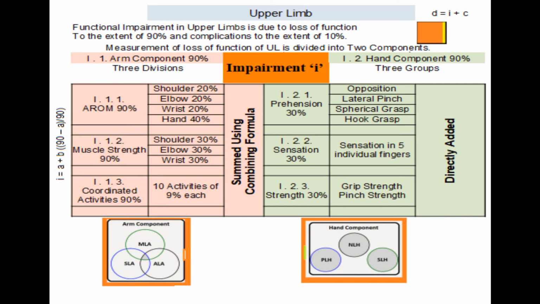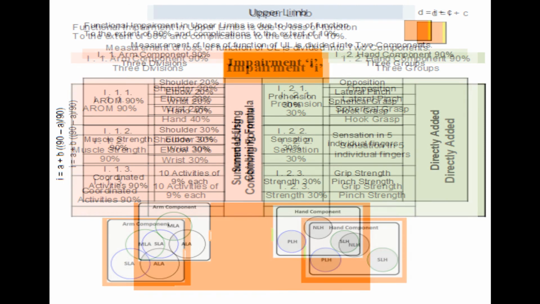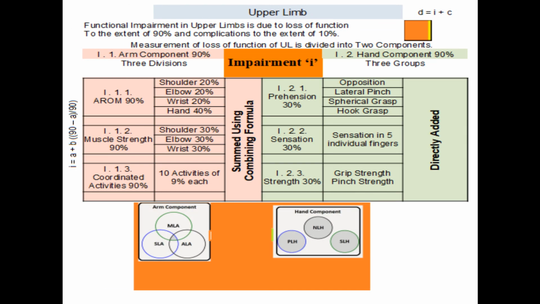Then comes the hand component. It has features and functions of hand arranged in 3 groups: prehension group, sensation group, and strength group. In the hand component, every function has direct percentages or weighted values. Each of the groups has a maximum value of 30%. All the values are already 90% weighted. After assessment of loss of function, simple addition of the values is done, which results in one single value for the hand component. And because of this direct and predefined weighted percentage assignment, the maximum value of hand component that one can get will be 90%.